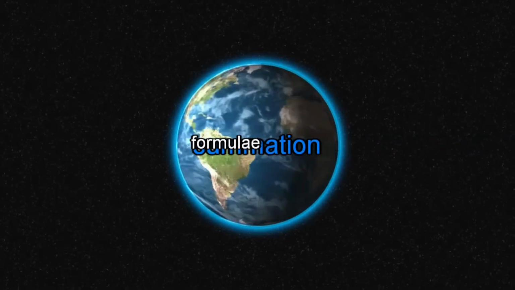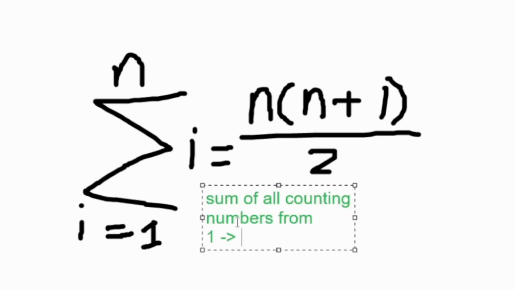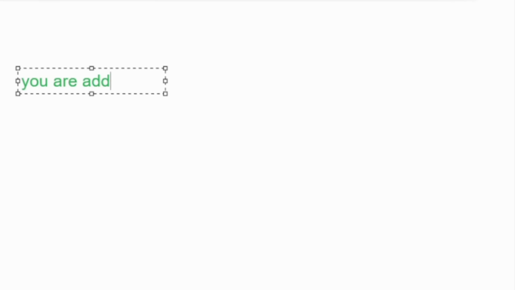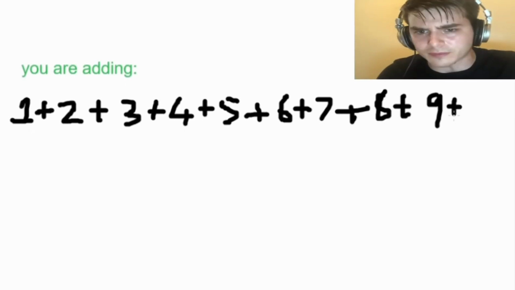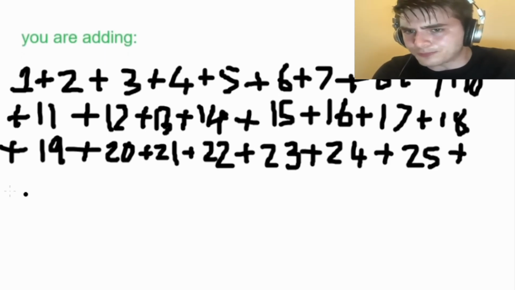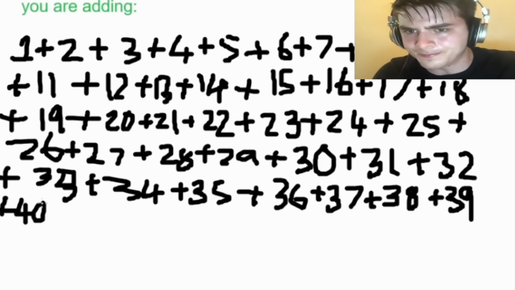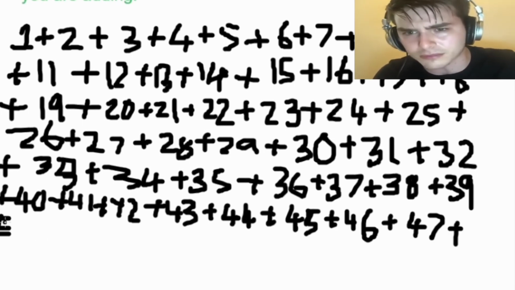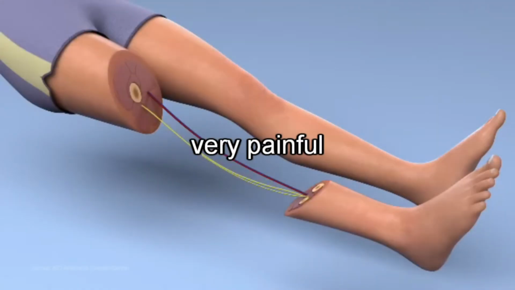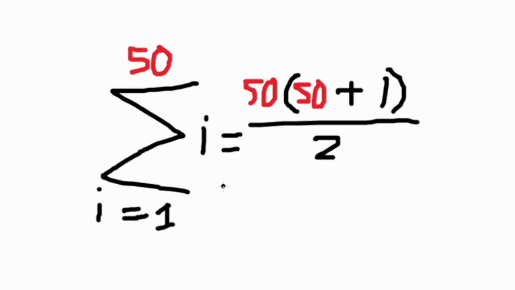Now there are a couple useful common formulas that revolve around summation. This one gives us the sum of all the natural numbers, so positive integers, from 1 to n. So if n equals 50, you are adding 1 plus 2 plus 3 plus 4 and so on up to 50. Now that would be very painful. Had this formula not existed. Simply plug 50 into n, and we get 1,275.